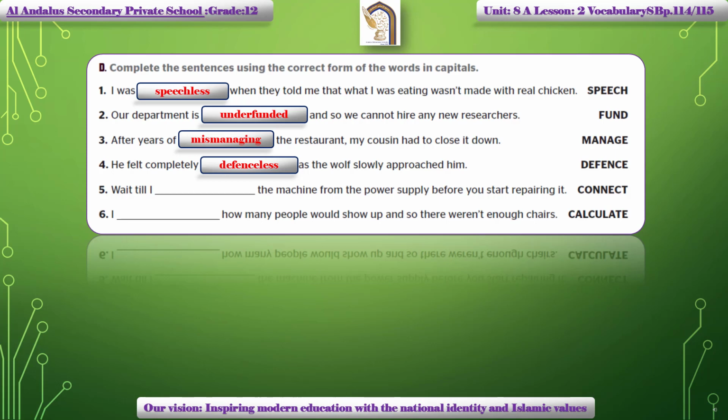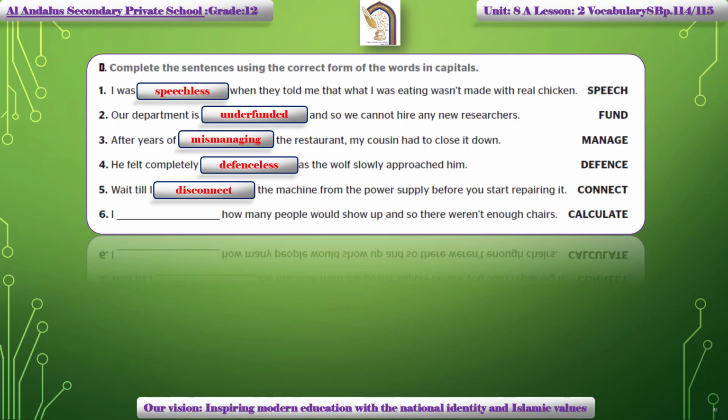Sentence 5. Wait till ___ the machine from the power supply before you start repairing it. Connect. When you connect an appliance to the power, so electricity runs through it. So the correct answer is, brilliant answer. Wait till I disconnect the machine from the power supply before you start repairing it.